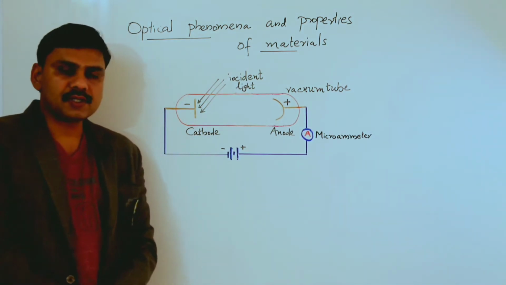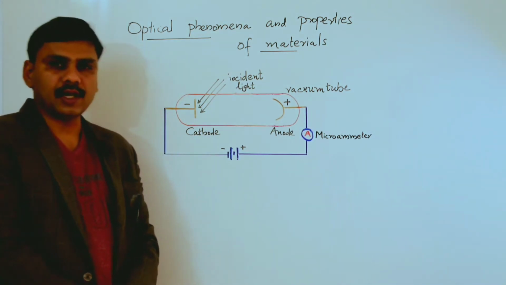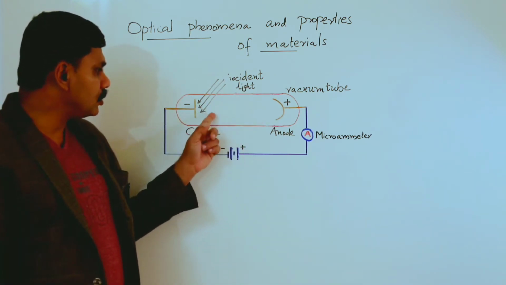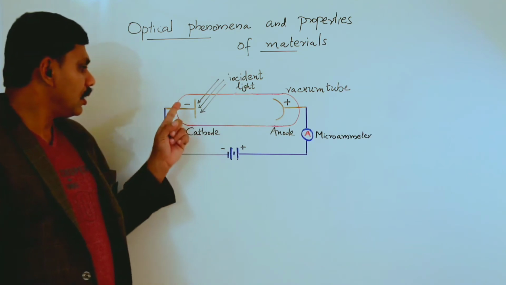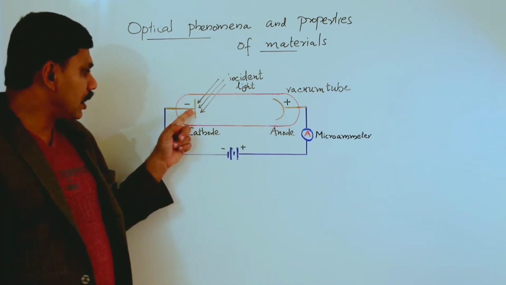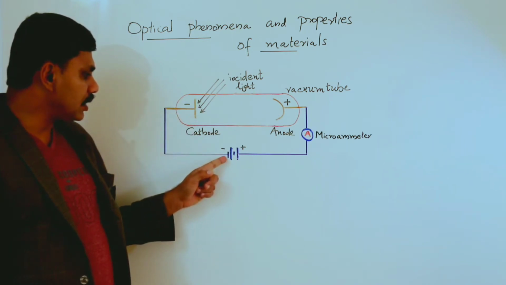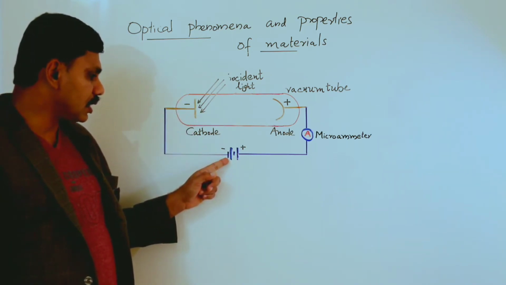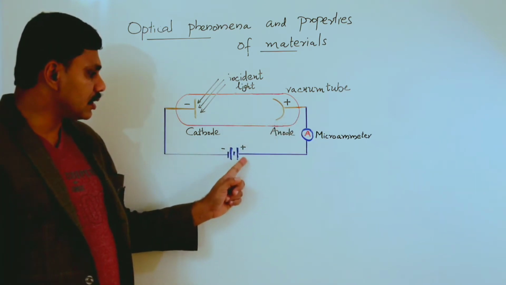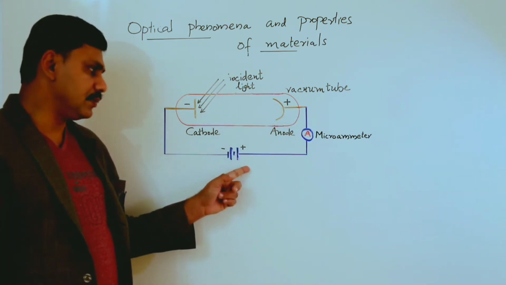This is another demonstration related to the photoelectric effect. This is a vacuum tube. At the ends of the vacuum tube there are two electrodes, a negative electrode and a positive electrode. The negative electrode means that end is connected to the negative terminal of the battery. The positive electrode means that end is connected to the positive terminal of the battery.